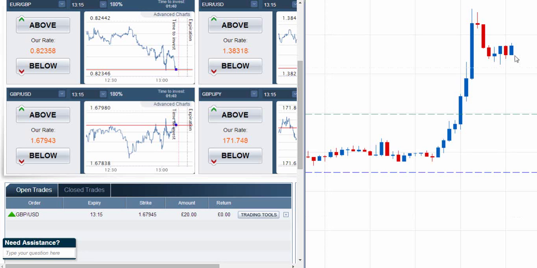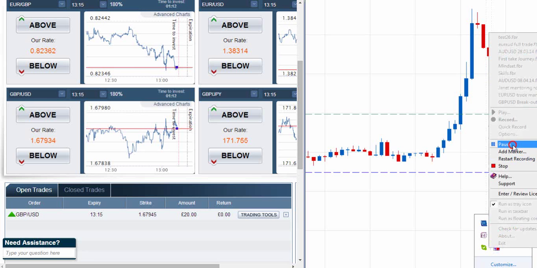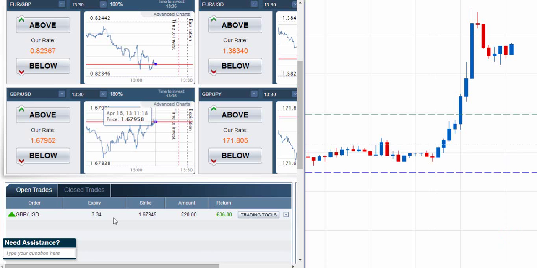Okay, so we now have a countdown. We've got 3.5 minutes to expiry. We're still in the money, so far it's looking good, and we're at 167.958. 167.945 is our strike, so far it's looking good. We do have pound strength, and the dollar is just weakening off a little bit, so that's going in our favor as well. So yeah, we just need that to continue and to stay strong within that time period, and we've got this £36 coming back.